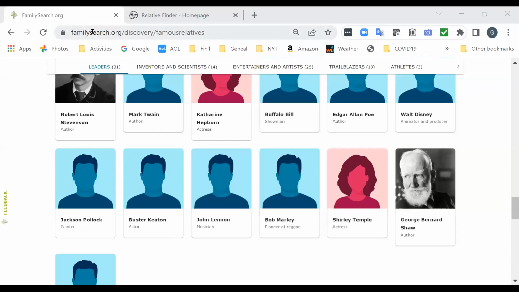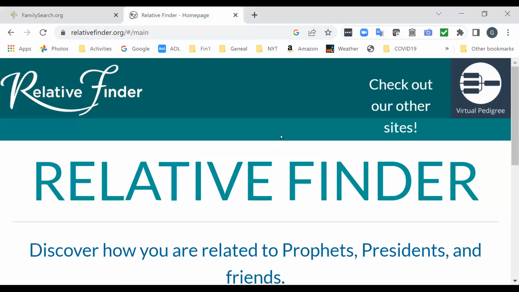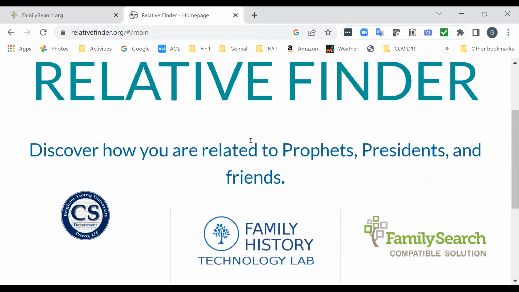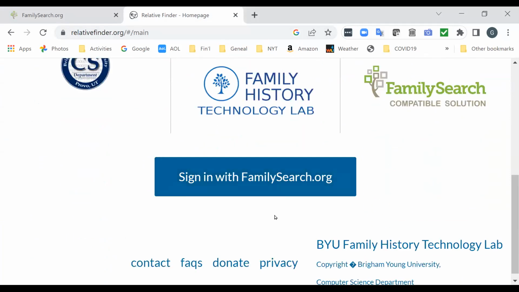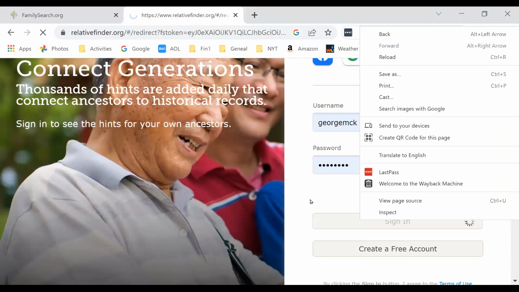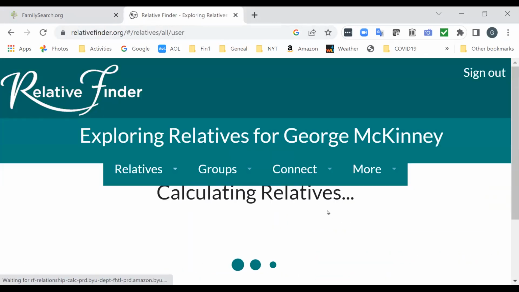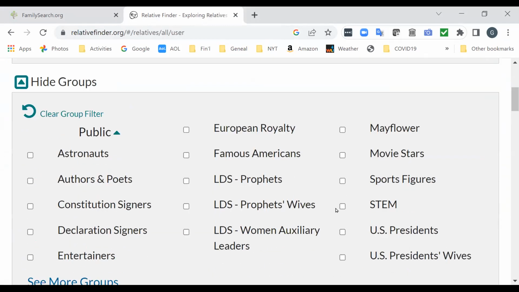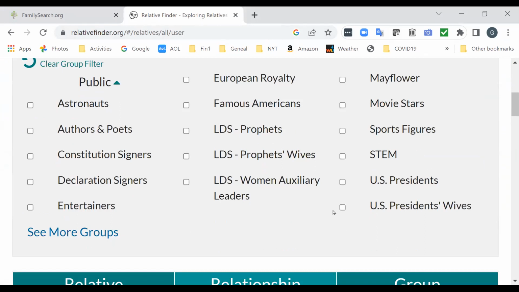back over here. Go to RelativeFinder. So when you get to relativefinder.org, and by the way, there will be a posting on the website of these links, so you don't have to write them down. You sign in with your FamilySearch sign in. Okay, and you can see lots of different categories. European royalty. Peggy, you should try that one.